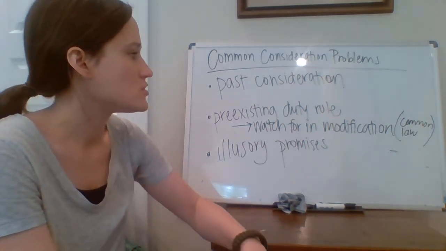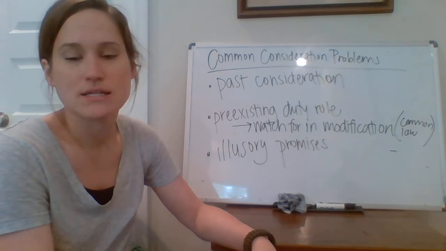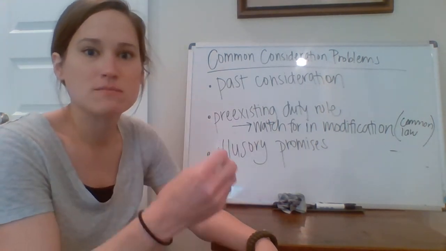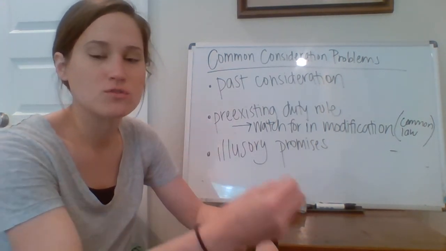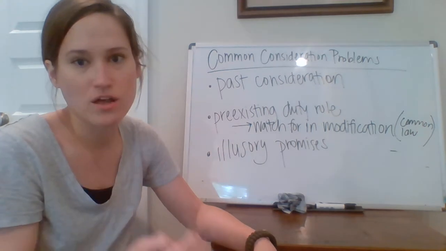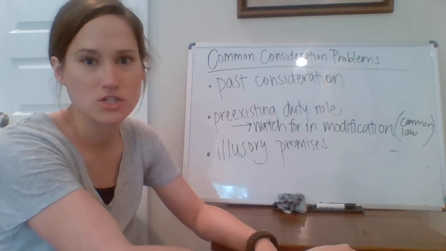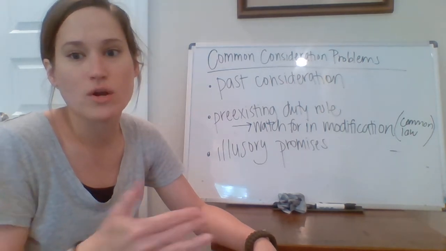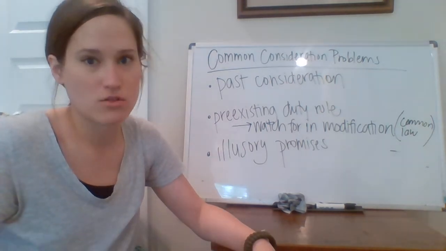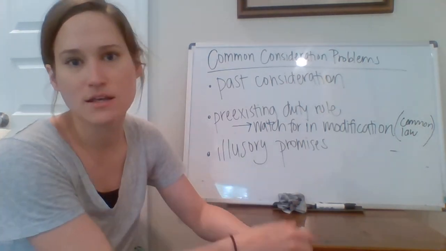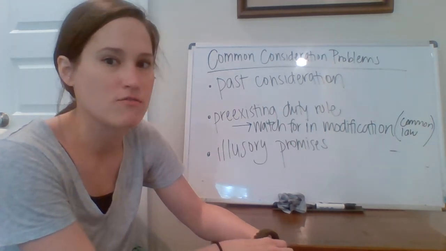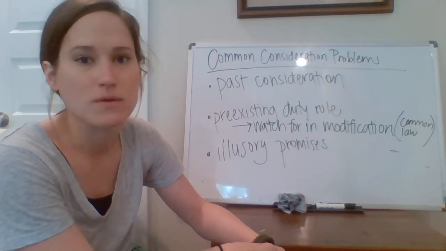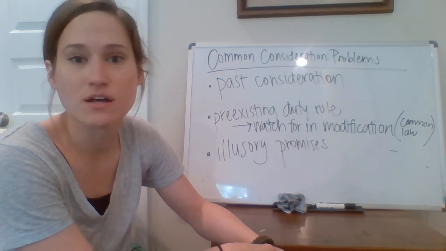But with the pre-existing duty rule, the idea is that you need to be creating new duties or new rights as part of any new contract obligation. You cannot rely on obligations that you already have for some other reason. The classic, easy example that people give of the pre-existing duty rule would be, let's say that your house is on fire.